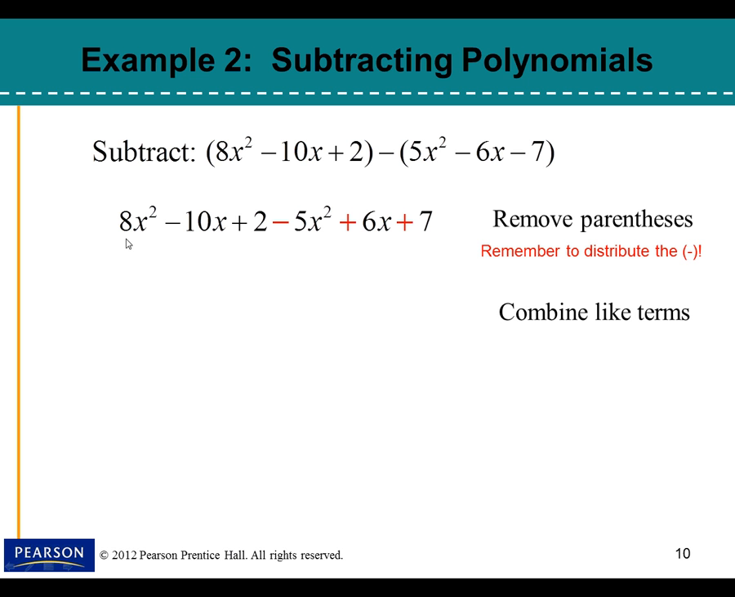I underline my x squared once and go find the other x squared terms. Underline both of them once. 8x squared minus 5x squared is 3x squared. Go to the next term and underline it twice, x and x, so I have minus 10 plus 6, and that's minus 4x. And then I squiggly my constant, which is plus 2 plus 7, which of course is plus 9.